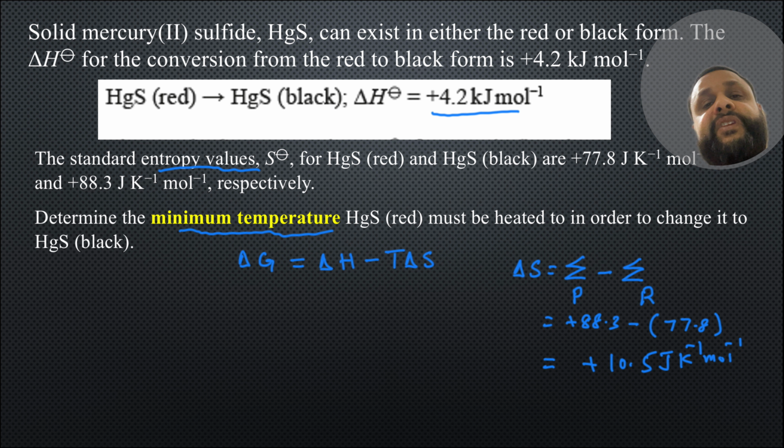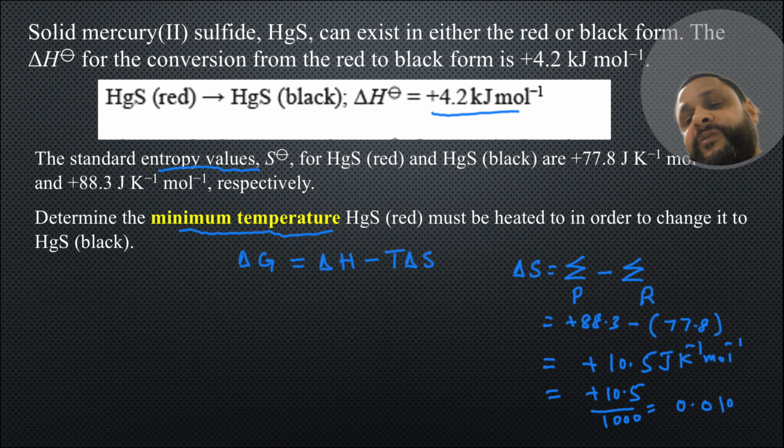One more thing I need to do: delta H is given in kilojoule per mole, but entropy is joule per Kelvin per mole, so we can convert that into kilojoule as well by dividing by 1000. If I divide that by 1000, I can convert that into kilojoule per Kelvin per mole, and that value will now be 0.0105.